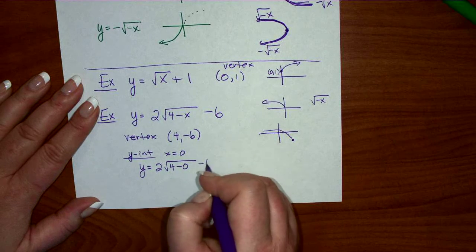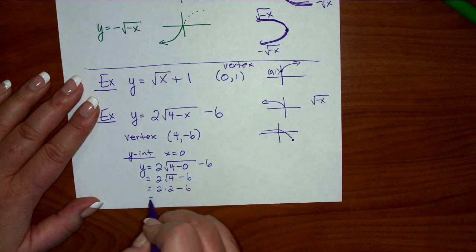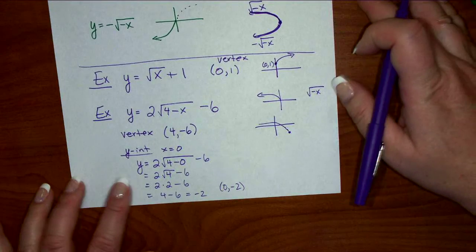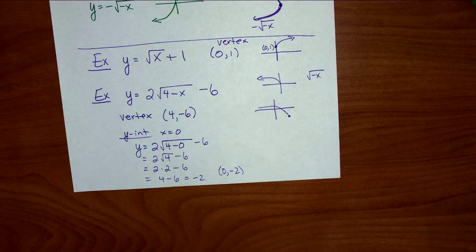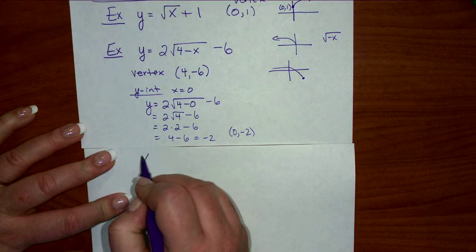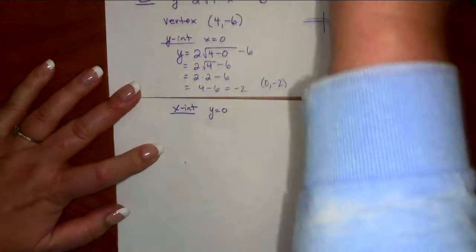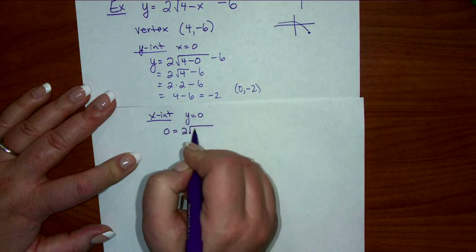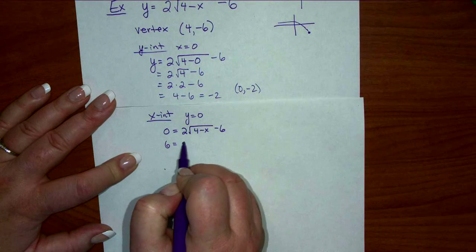Square root of 4 is 2. I didn't draw it right, but there it is. X-intercept. So what do we do first? 6 over. Next, divide by 2.